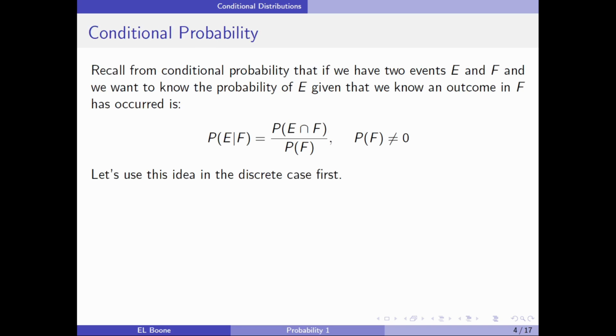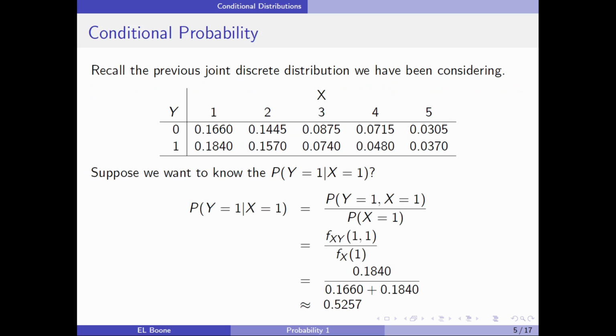All right, so back to conditional probability. So if I have two events, E and F, and I want to know the probability of E, given that we know an outcome of F has occurred, we can use our handy dandy formula here, which is probability of E given F, the vertical bar means given. It's the probability of E intersect F over the probability of F, provided the probability of F is not equal to 0. So we can use this in our discrete case.